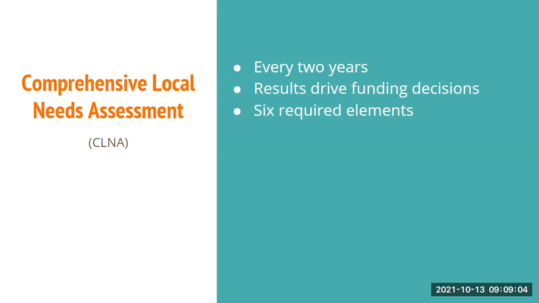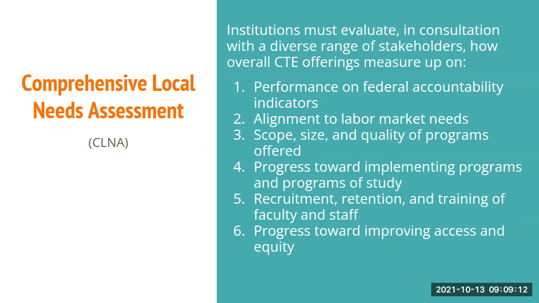The implementation of needs assessment is structured around 6 required elements and required expanded consultation. Institutions must evaluate, in consultation with a diverse range of stakeholders, how overall CTE offerings measure up on performance, alignment, scope, size and quality, progress, recruitment, retention, and training of faculty and staff, and then of course, improvement on access and equity. The state has made some really helpful recommendations on what to ask ourselves, specific data elements to possibly assess in preparation and as a component of the CLNA.